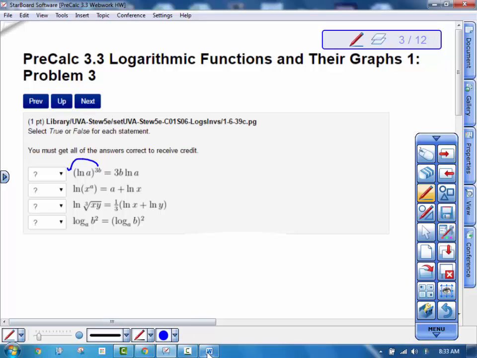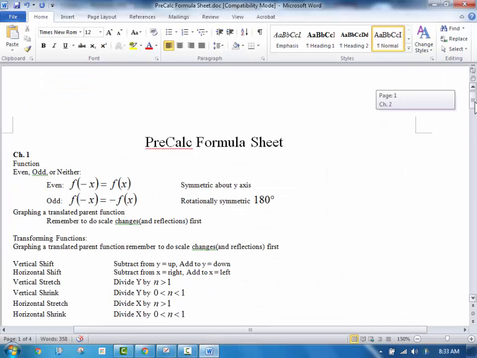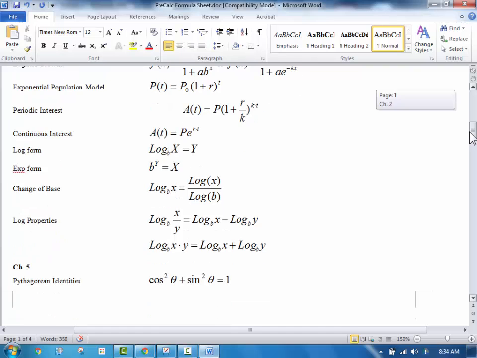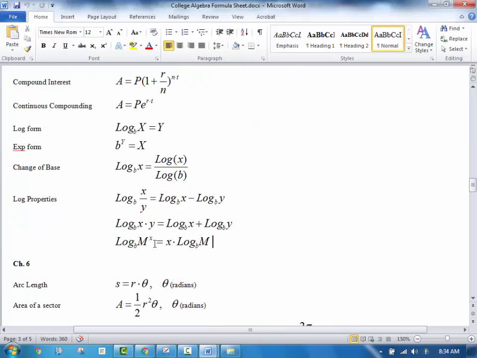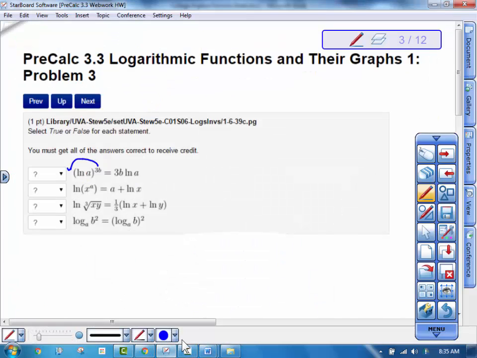And by the way, I did put these properties in your formula sheet. So if you scroll down, I just added these to remind you: log form, exponential form, change of base theorem, and these 3 log properties, the ones that we're going to be talking about. I'm missing one actually. Oh, I'm sorry, it's right here. So this says you can take the exponent x and bring it down in front, right there. So here are our 3 log properties that we're looking at right now. So you can bring this exponent down; those are equivalent.